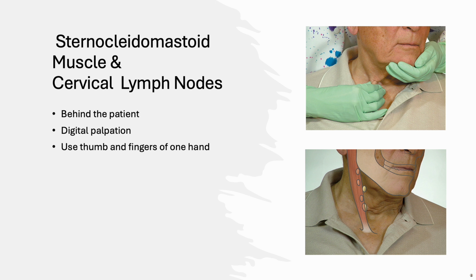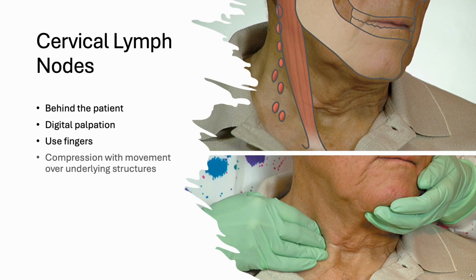Continuing to the neck, let's examine the sternocleidomastoid muscle and cervical lymph nodes. From behind the patient, use digital palpation using the thumb and forefingers of one hand. Repeat on both sides. Cervical lymph nodes. Use digital palpation and the 3 fingers of one hand, compression with movement over underlying structures, and repeat on the other side.